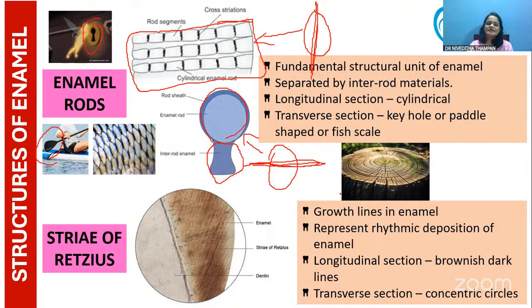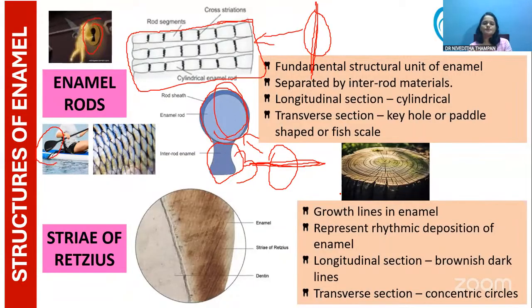Okay, so these enamel rods are usually made by 4 ameloblasts. Okay, 1 ameloblast will be contributing to the head and 3 ameloblasts will be contributing to the tail region. Okay, so totally 4 ameloblasts are involved in the formation of enamel rods.